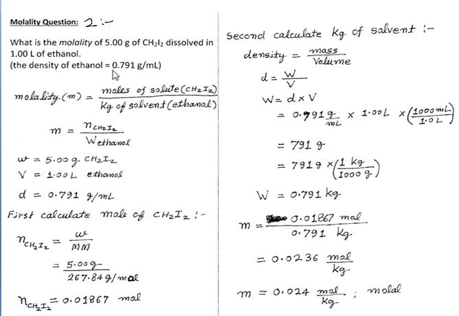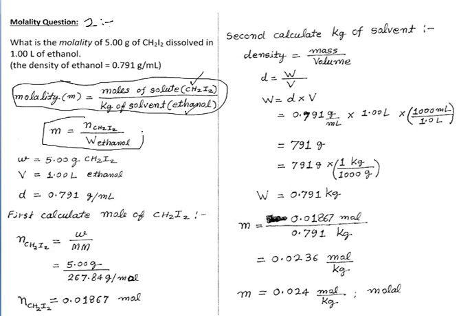ml. So to solve this question, first we have to remember the molality formula, which is molality of any substance or of any solution is equal to mole of solute divided by kilogram of solvent. So here solute is this diiodomethane and solvent is ethanol. So I just summarize here. This formula is small m is equal to small n divided by capital W.